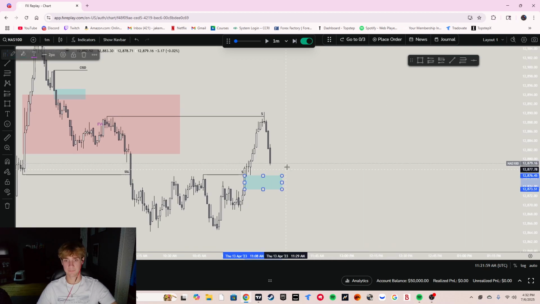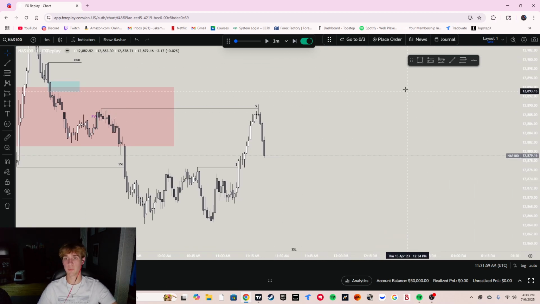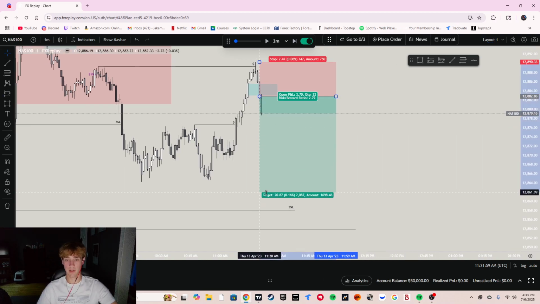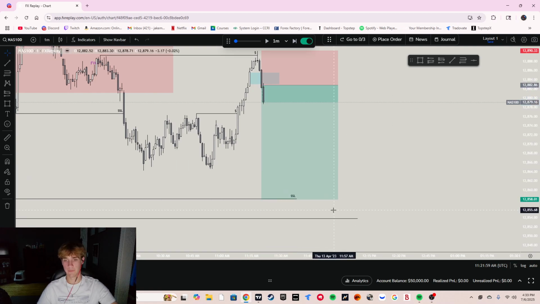This looks decent. I definitely skewed my entry a little bit. So honestly, I would have entered off this fair value gap. Probably stops at the high, and you can honestly target at least this low. If you want to leave a runner for down here, you definitely could.